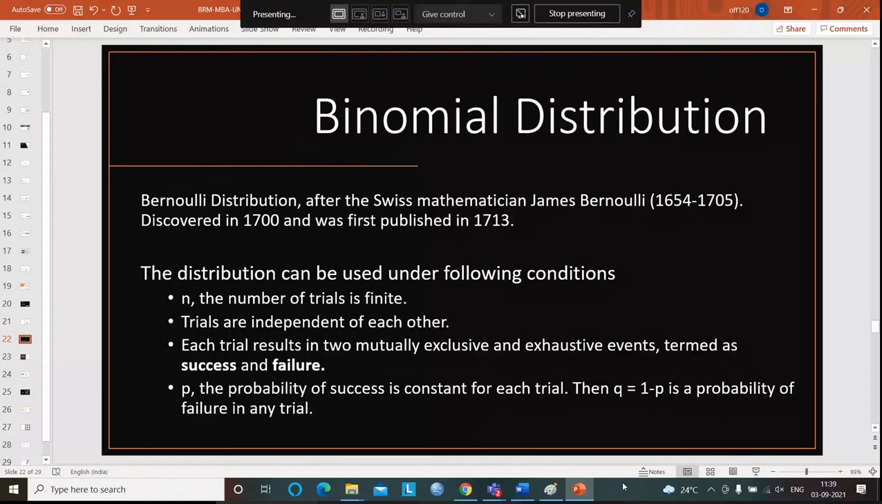Fitting of binomial distribution. First of all, we will try to find out whether the problem belongs to the binomial distribution, Poisson distribution, or normal distribution, or any other distribution, based on the characteristics of the problem which is given to us.